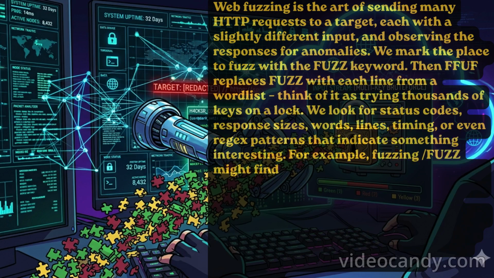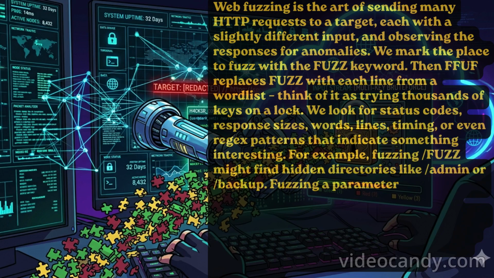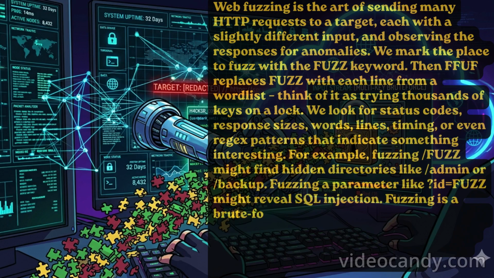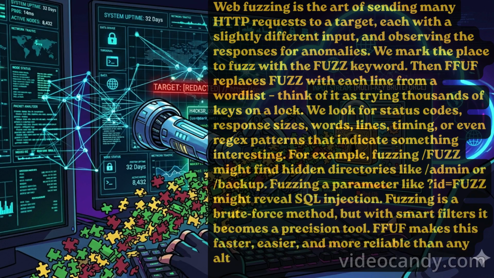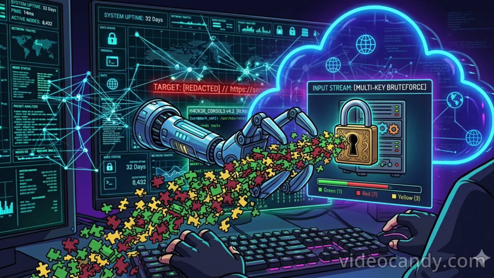For example, fuzzing /FUZZ might find hidden directories like /admin or /backup. Fuzzing a parameter like id=FUZZ might reveal SQL injection. Fuzzing is a brute force method, but with smart filters, it becomes a precision tool. FFUF makes this faster, easier, and more reliable than any alternative. Let's see the simplest command.